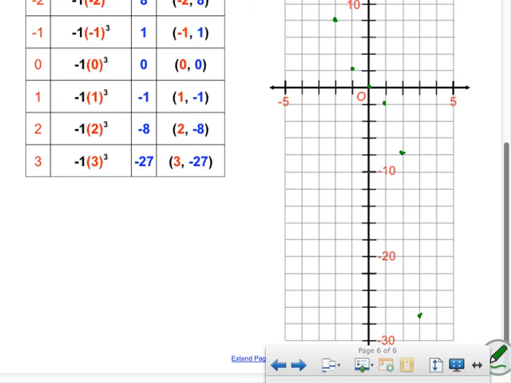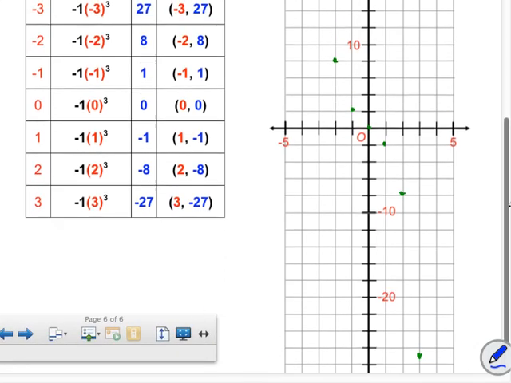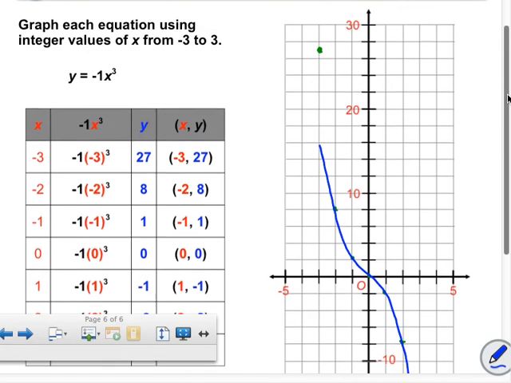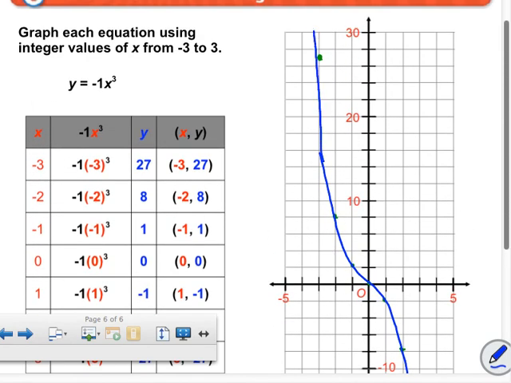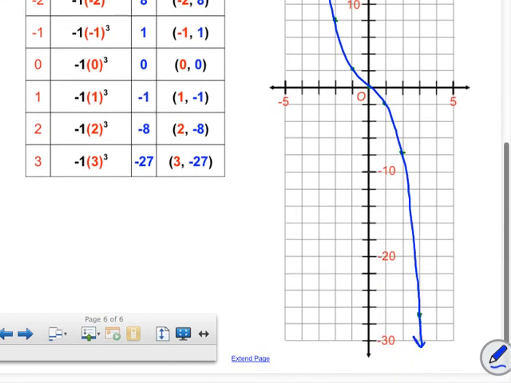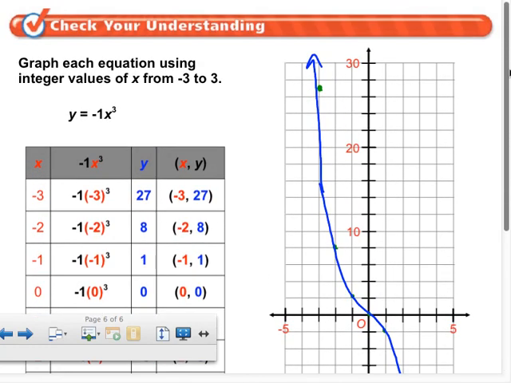Here it is. Now, the graph of a cubic equation looks like this. Let me see if I can get this to fit. It actually goes like this. Okay. Are we good? All right. That's called a cubic equation.